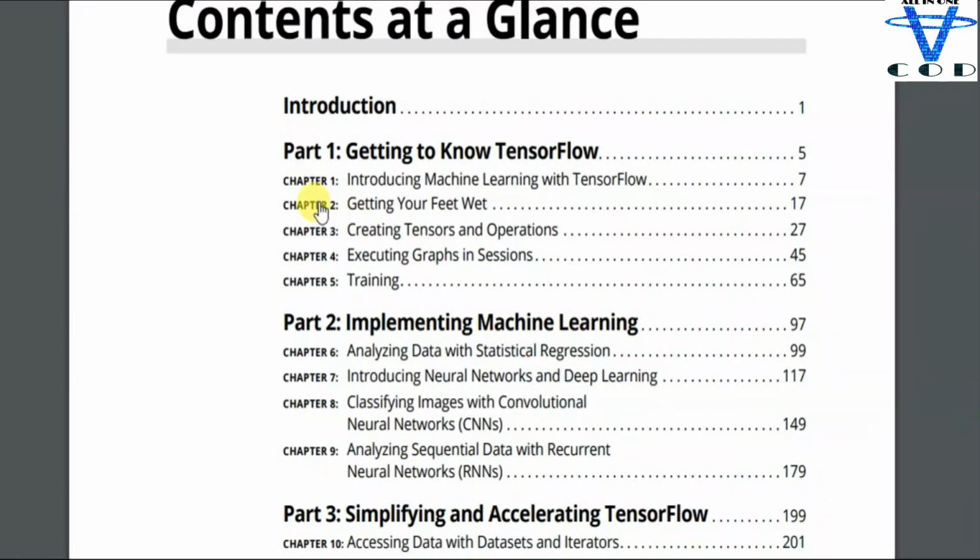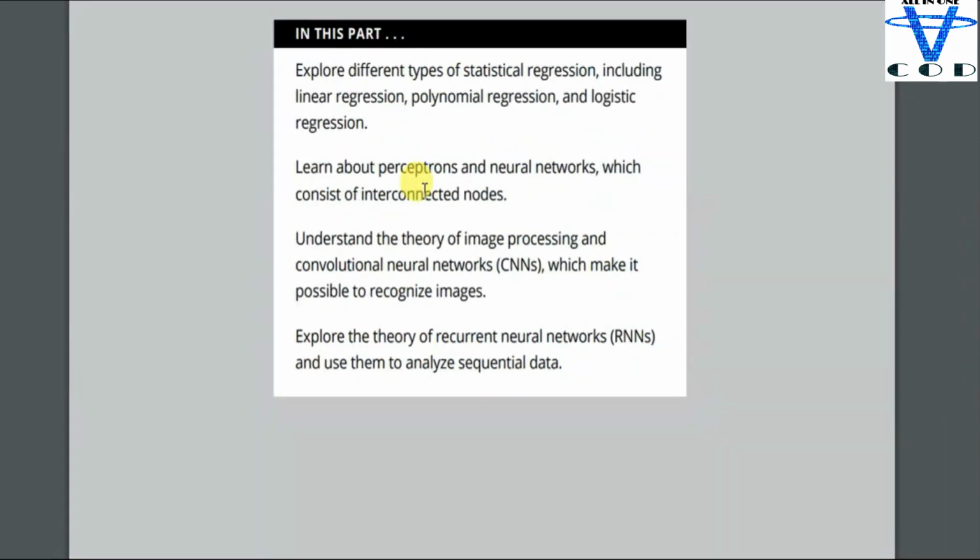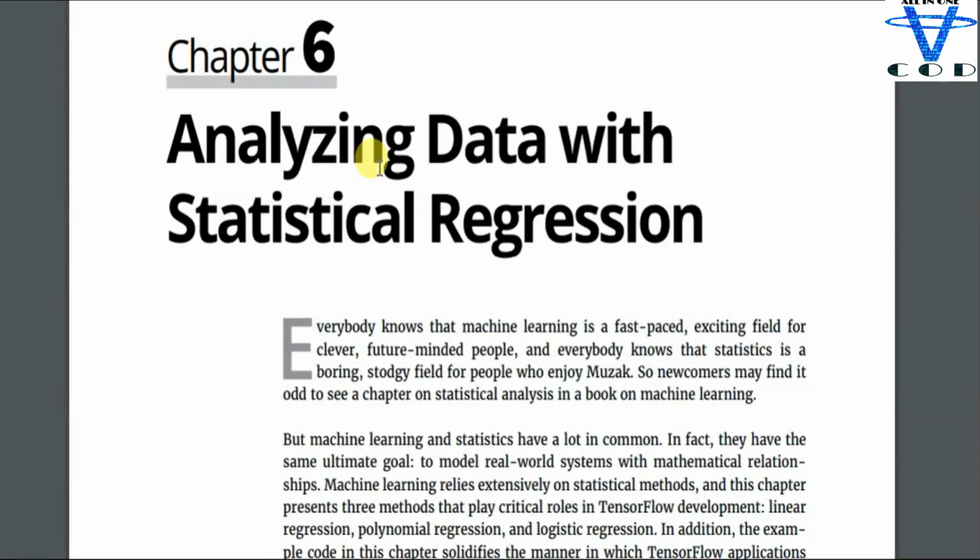So in the first part we learned all of these 5 chapters, and in the second part we are gonna learn to analyze data with statistical regression, and we are gonna learn neural networks, images and recurrent neural networks (RNNs). First we are gonna explore the different types of statistical regression, including linear regression, polynomial regression and logistic regression. So we are gonna see all 3 regressions. So let's begin. Chapter 6, analyzing data with statistical regression.